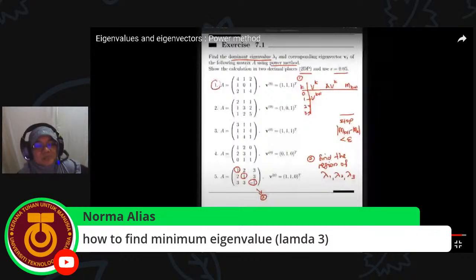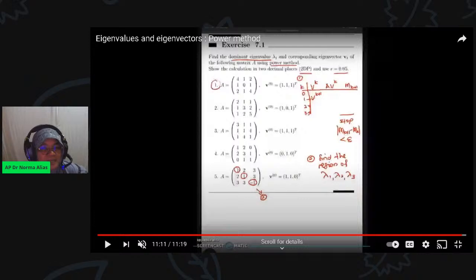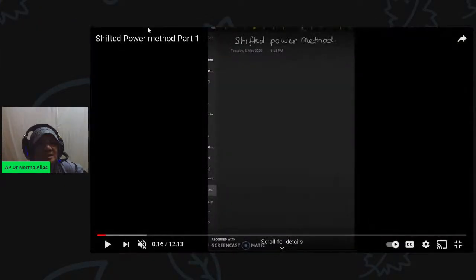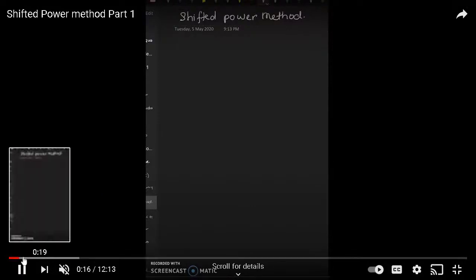All right, so to answer this question, I want to share screen with you for the shifted power method. Why do we need to move to the shifted power method? Because the shifted power method will help us to find the minimum lambda. We have 3 lambda, so we want to focus on the minimum lambda. Okay, let's go to the shifted power method.